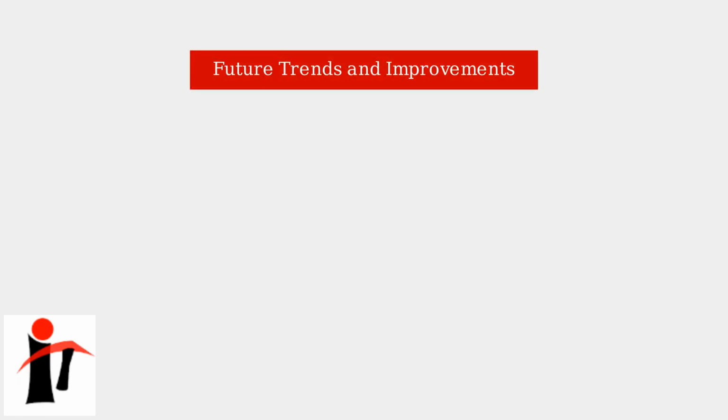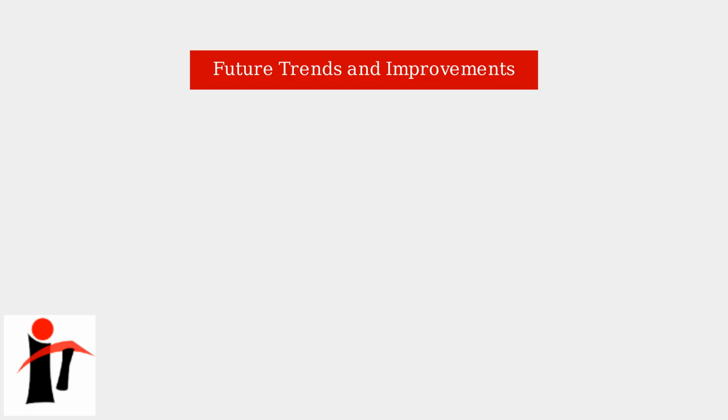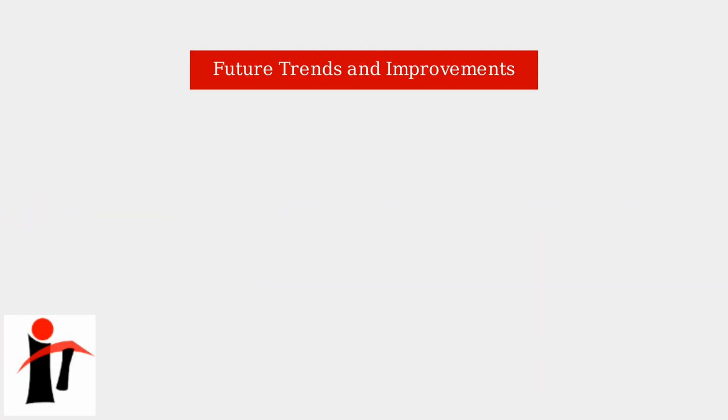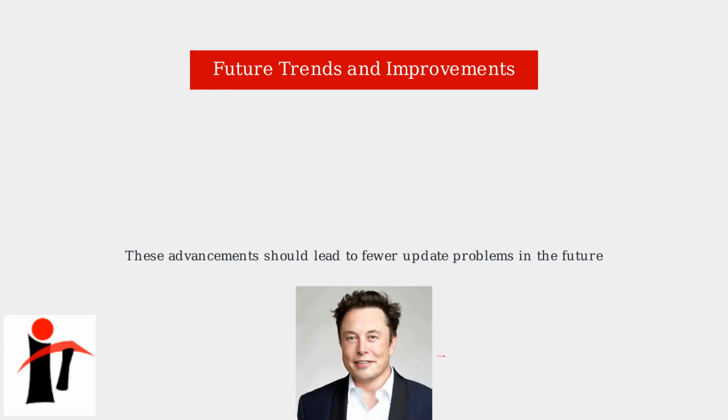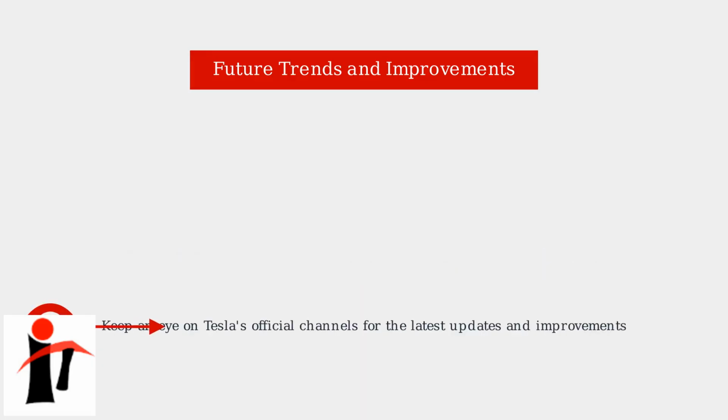Tesla is actively working on improving app reliability. Expect to see more AI-driven diagnostics within the app that proactively flag issues. Tesla is also exploring satellite-based data transmission to bypass terrestrial network limitations, especially in remote areas. These advancements should lead to fewer update problems in the future. Keep an eye on Tesla's official channels for the latest updates and improvements.